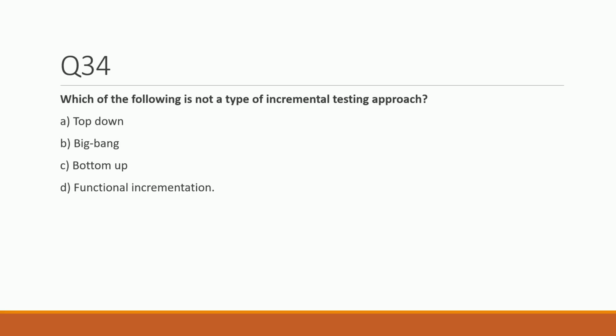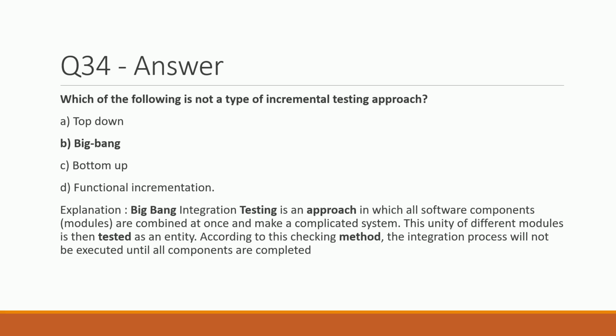Question 34, which of the following is not a type of incremental testing approach? Top-down, Big Bang, bottom-up, functional implementation. And the correct answer is Big Bang. Because it is the approach in which all software components are combined at once, and then the unity of different modules is tested as an entity.